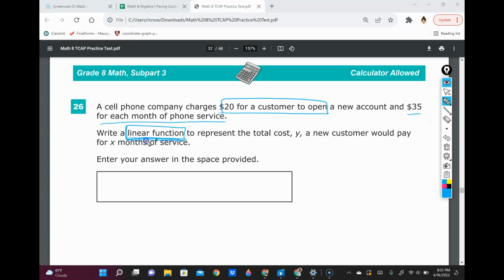Linear function. Whenever you see linear function, I want you to be thinking about slope-intercept form. That is our example of linear function. And what I would recommend is that you go ahead and put it in your answer document, just like this, and then fill in the necessary numbers. 20 is your starting value, so I'm going to plug it in for b. I know that it's my starting value because they're talking about opening a new account, so you have to look for your keywords.